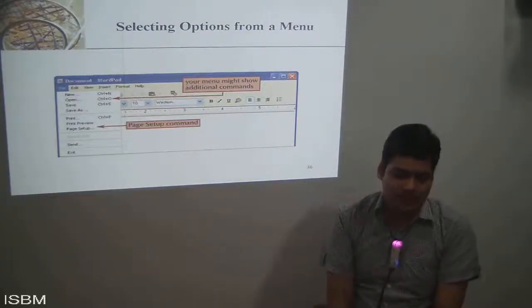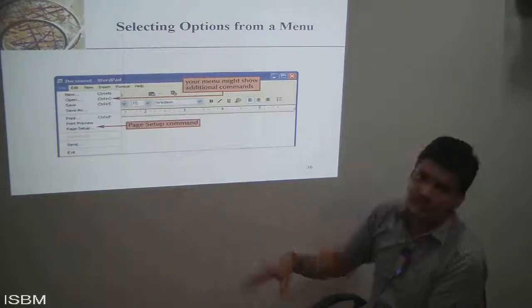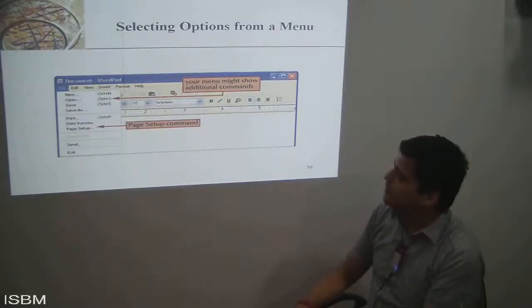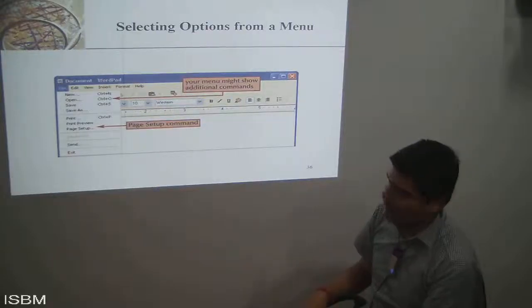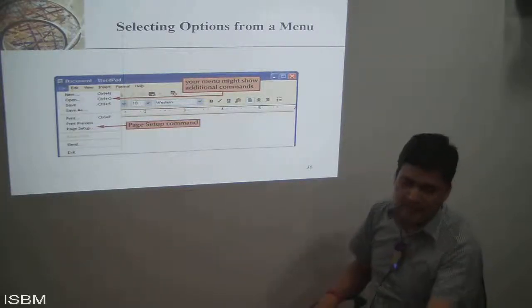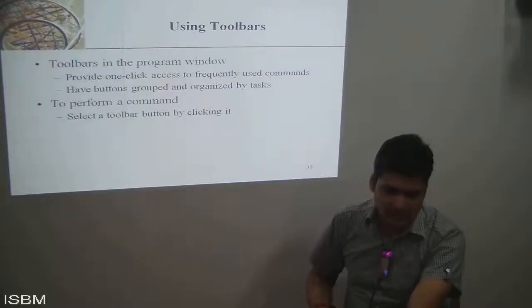Then selecting an option from your menu. These are all in WordPad. You can select an option from your menu. Whatever you want to open, if you want page setup, you can do it. You want new, save as, print. We have already gone through this in Windows about this.